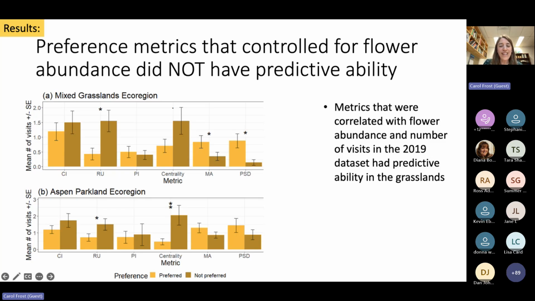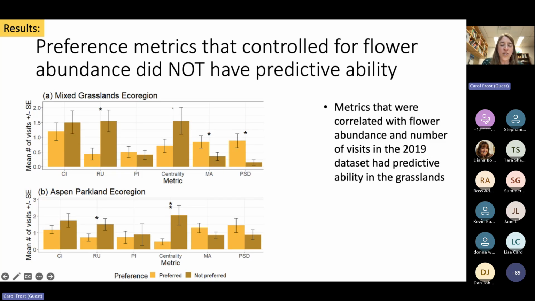So we looked into why those ones worked. We noticed that the metrics that were correlated with flower abundance and flower number of visits in the 2019 dataset had predictive ability in the grasslands. But when you look down at the Aspen Parkland, there's a trend towards those same metrics being predictive, but the differences in number of visits between preferred versus unpreferred species weren't significant.